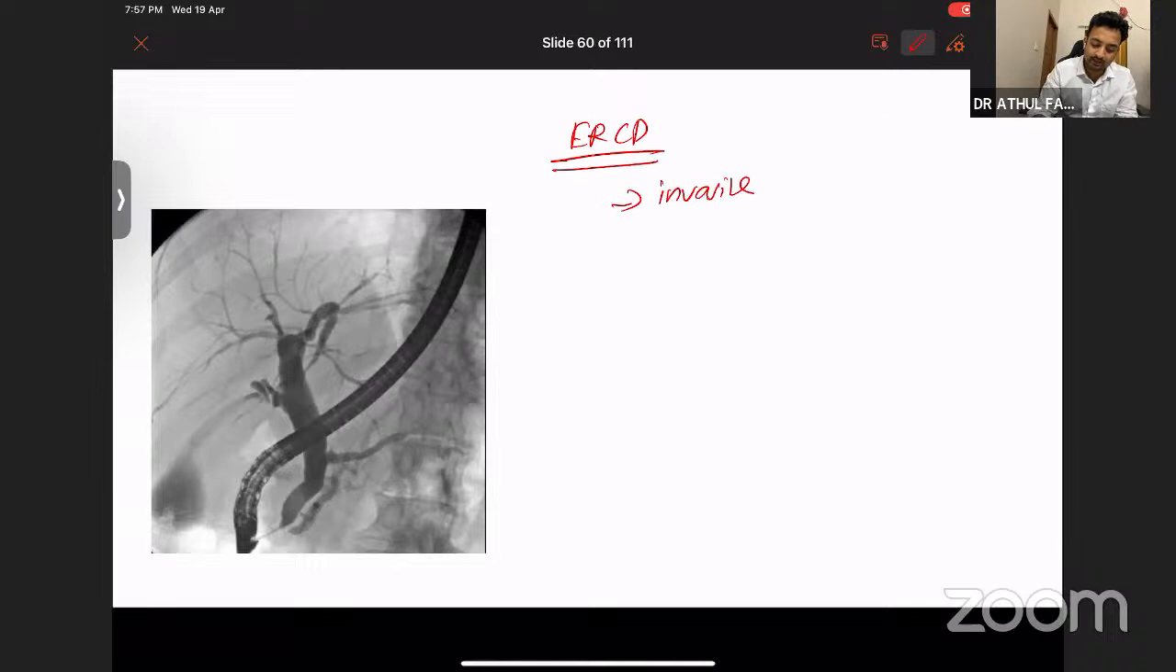See, this is the double duct sign in ERCP. This is the CBD. This is the MPD. This is the right hepatic duct. This is the left hepatic duct. The anatomy is clear. This is the ERCP, with this endoscope. So you will be seeing all this. But what are the disadvantages of ERCP? It is invasive.